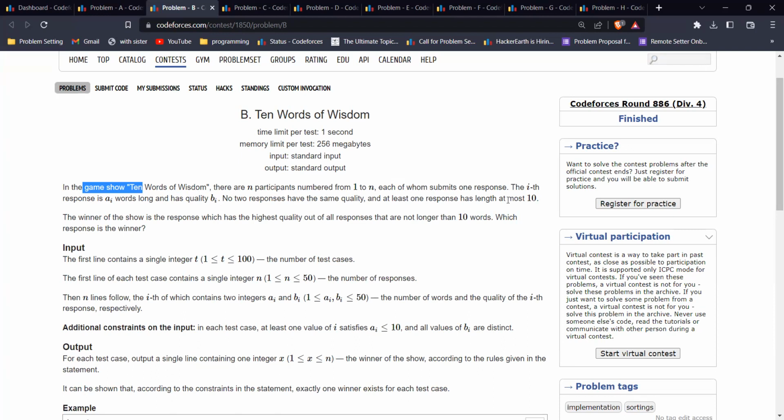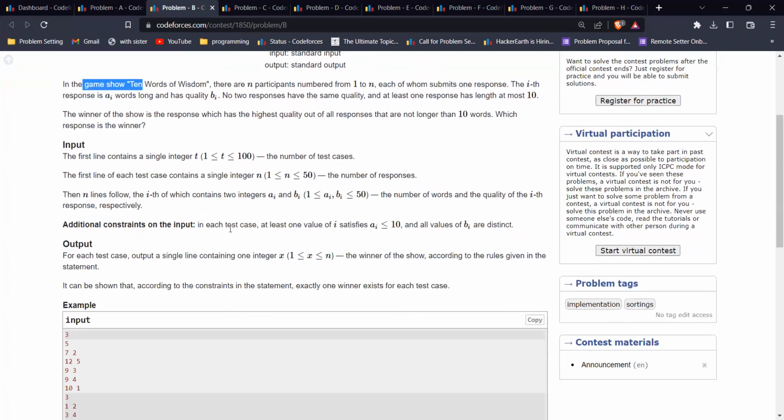So the winner of the show is the response which has the highest quality of all the responses that are not longer than 10. So this is also a simple implementation problem. If it's all right with everyone, I'll move to the implementation. There's nothing to discuss in this problem, right?